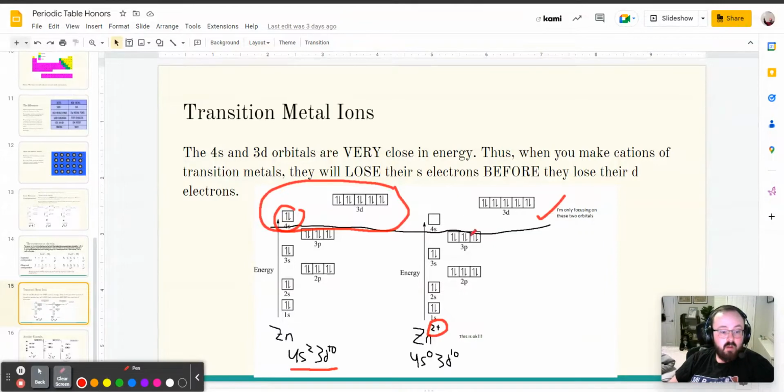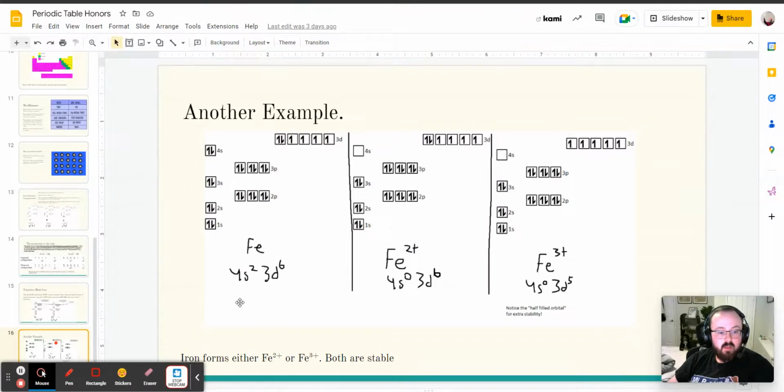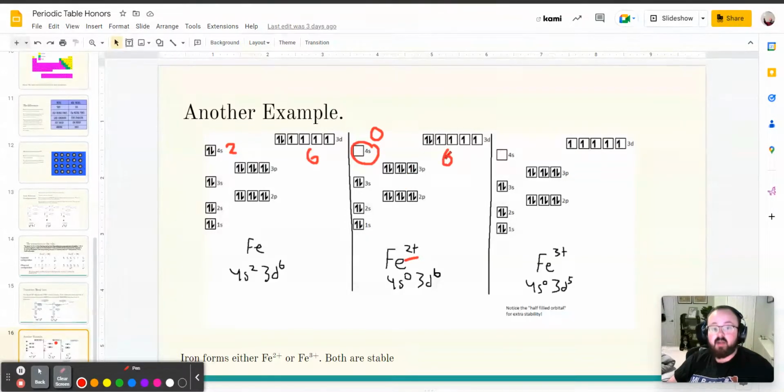Okay? And the next example that I have on the screen is an example with iron. Here is iron, 4s2, 3d6. There are 6 electrons here, 2 electrons here, to make Fe2 plus, where you are removing 2 electrons. They come first from the 4s, so you would have 0 electrons here and 6 here. To make 3 plus, to remove a third electron, now we're going to get rid of this electron, and we have 3d5.